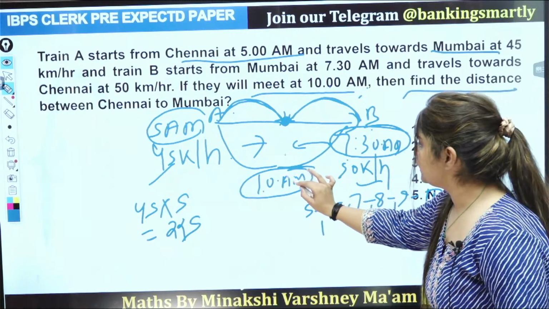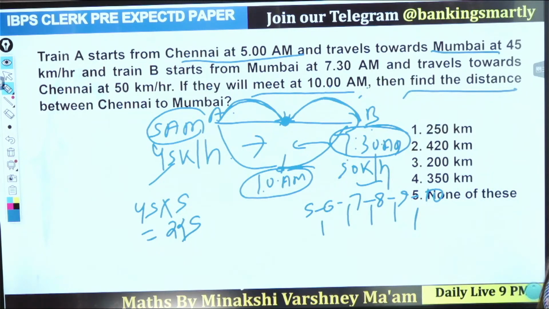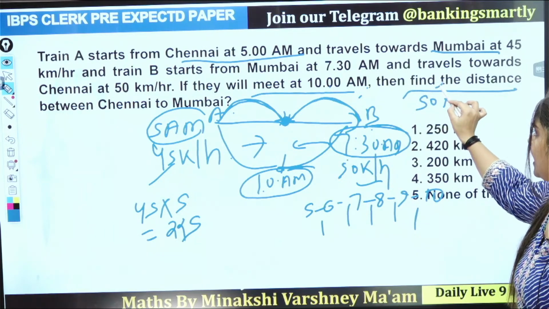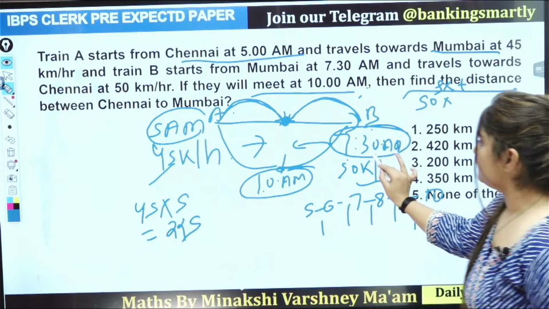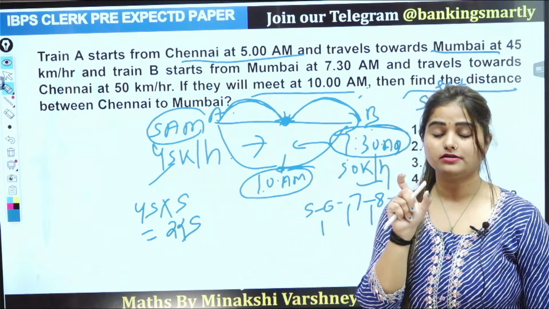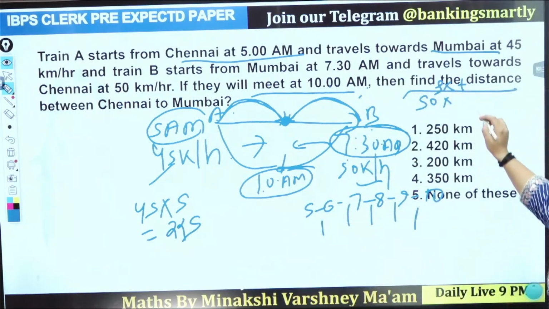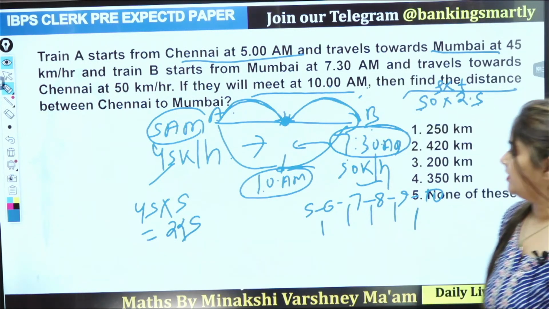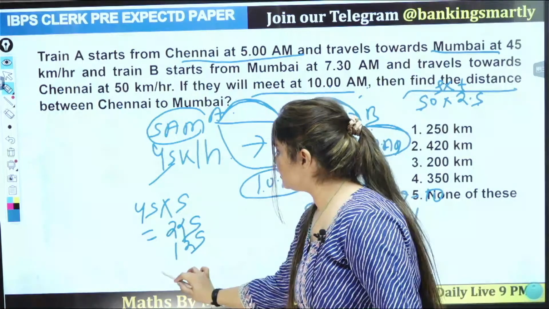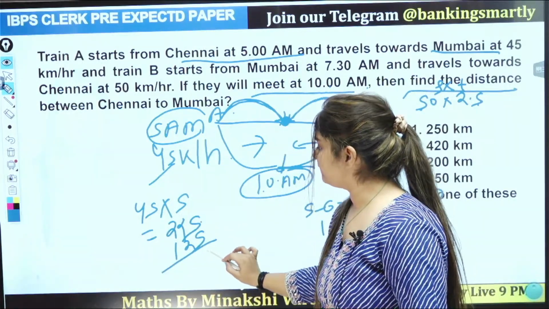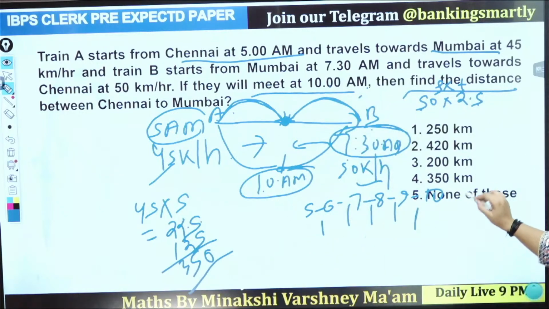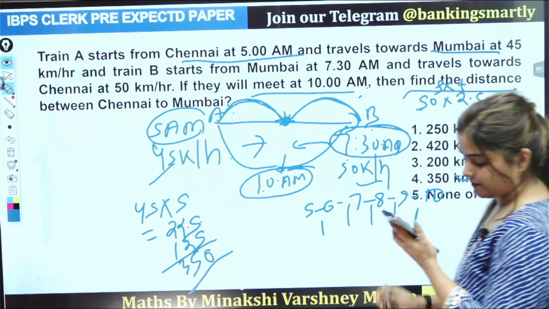Now B started from 7:30 a.m. and till 10 a.m. how much distance is covered with speed 50? Speed into time is distance. So 7:30 to 10 a.m. we have 2.5 hours, so we multiply with 2.5 hours. 25 5s are 125. Add this. So total distance between A and B is 225 plus 125, which is 350. Option number 4 is correct.